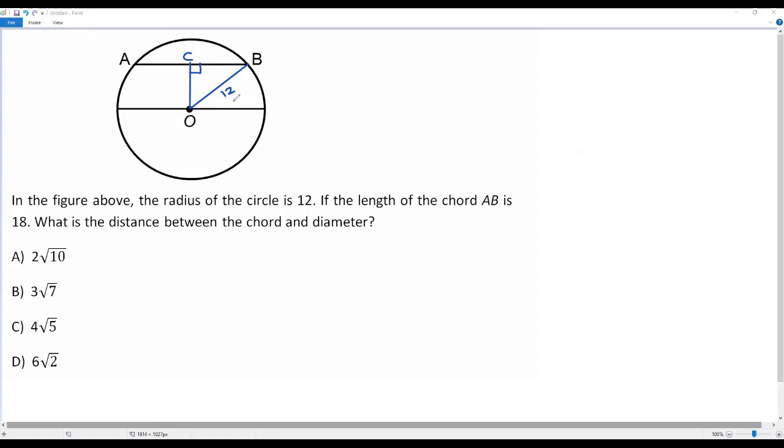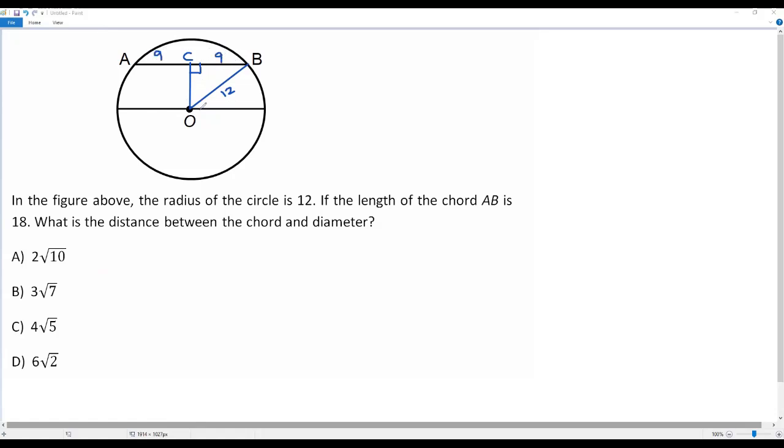Whenever I draw a perpendicular line from the center of the circle to a chord, the perpendicular line will bisect the length of the chord. That is, this perpendicular line OC will bisect the length of the chord AB into two equal parts. Already we know that the length of the chord AB is 18. So this 18 will be divided into two equal parts. That is, this is 9 and this is 9.